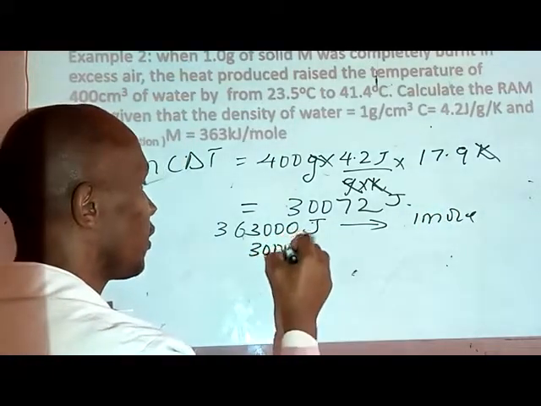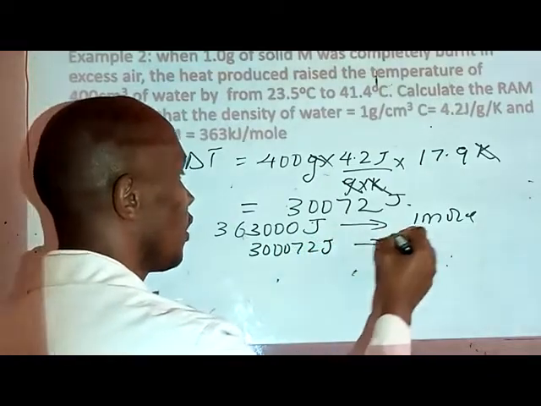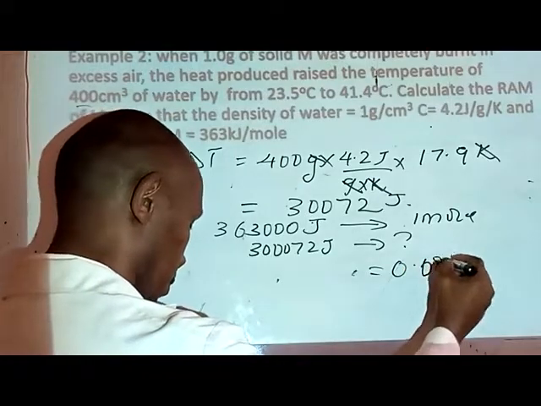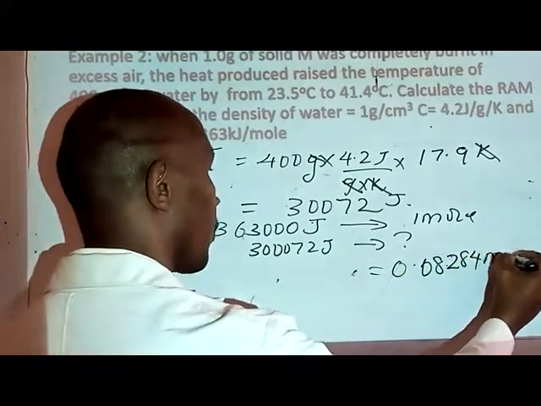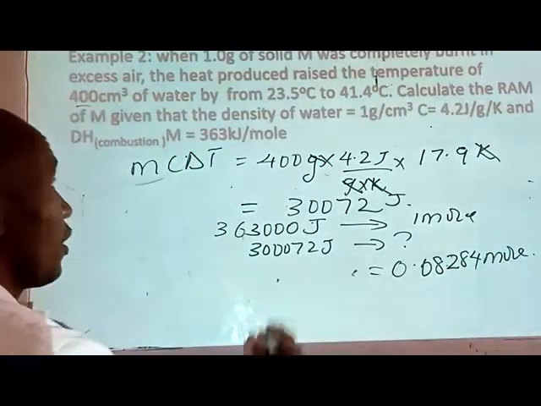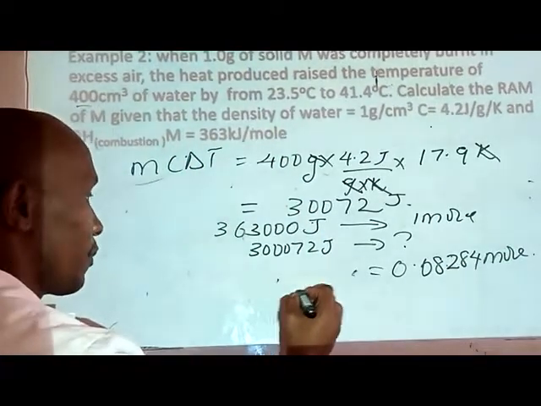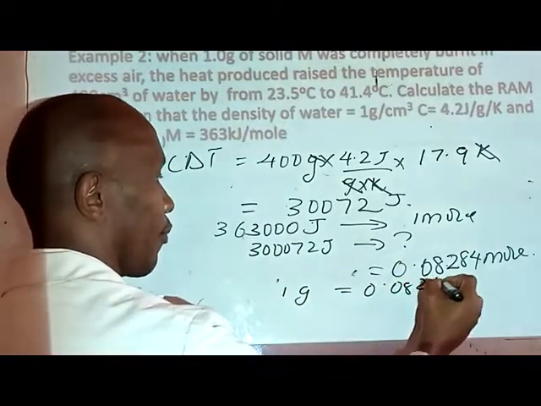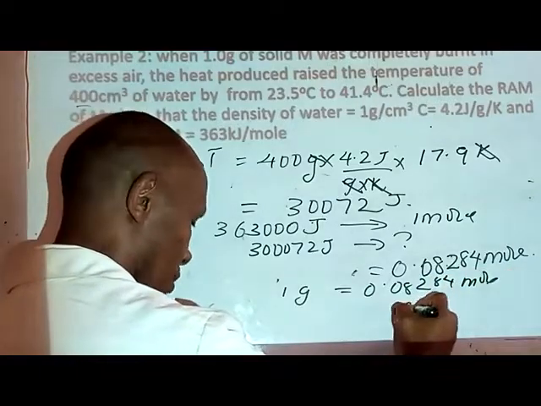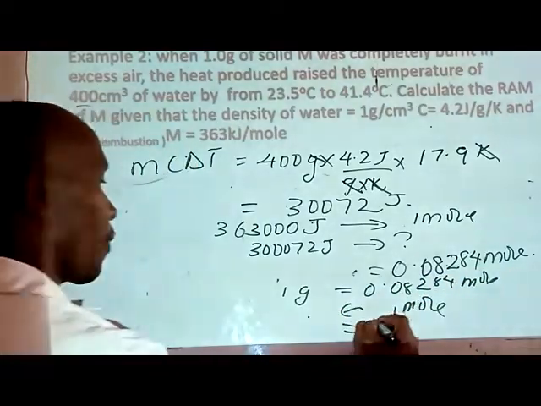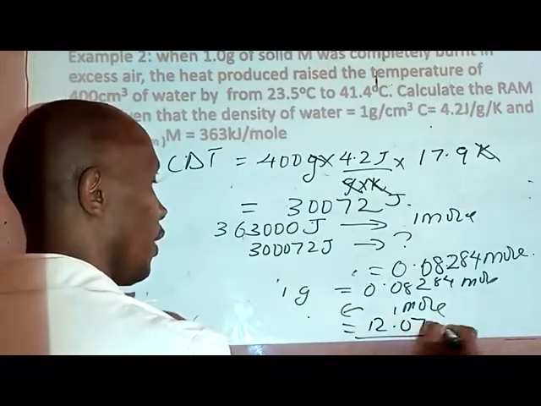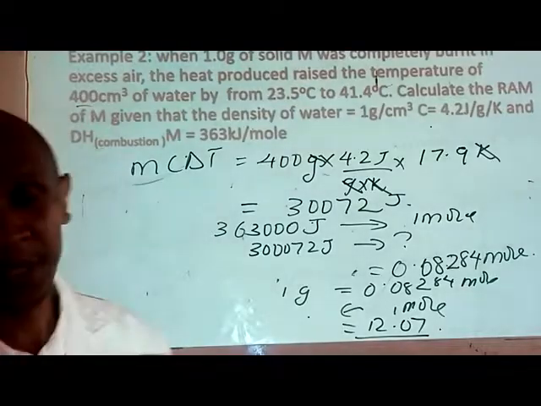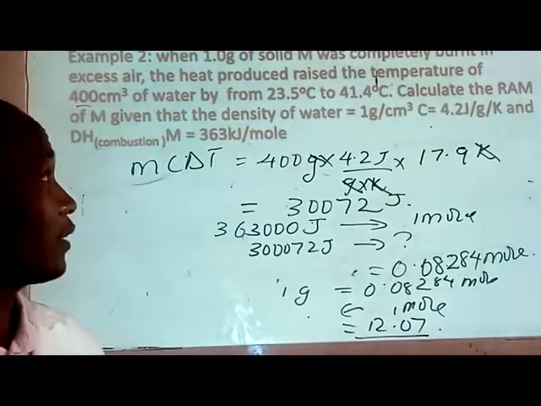So 3072 joules is how many moles? This number of moles is what is equal to 1 gram. So 1 mole. No units for relative atomic mass. That is basically what we can do in that question.